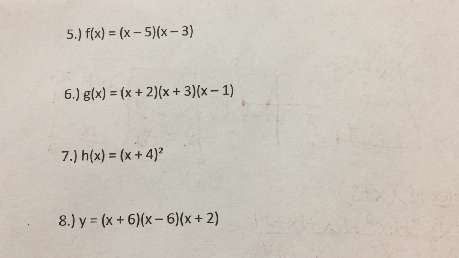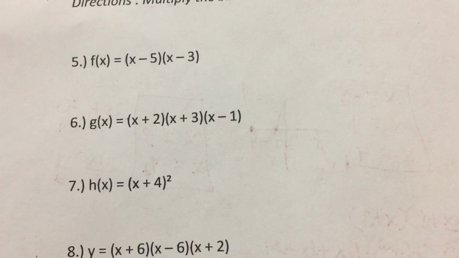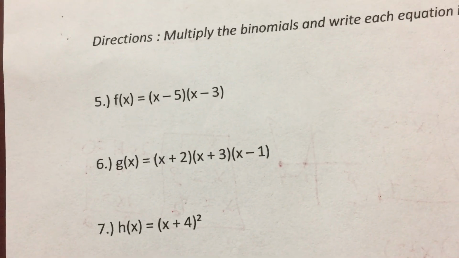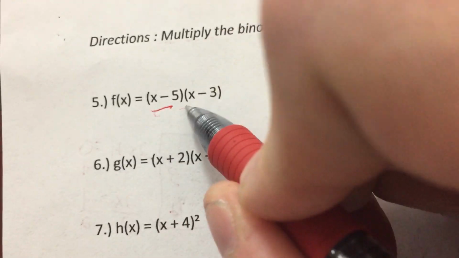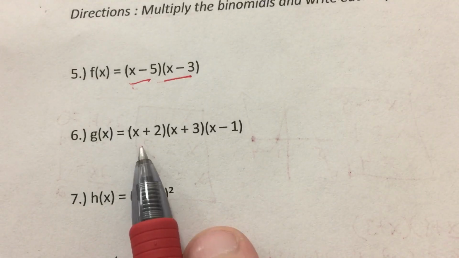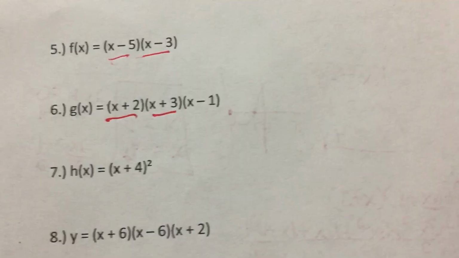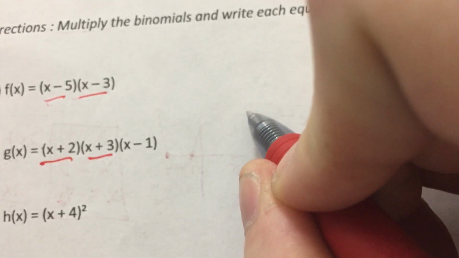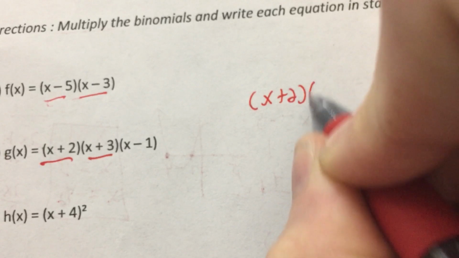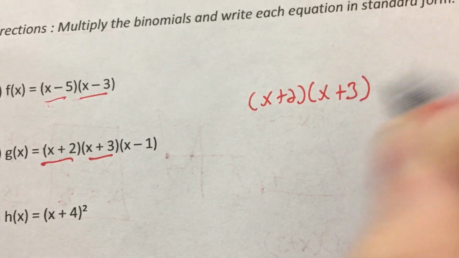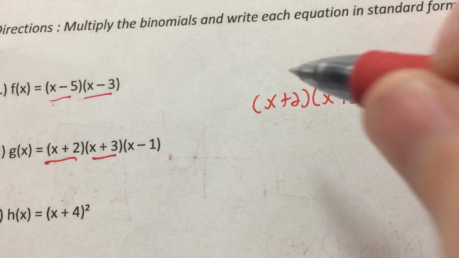Next section, 5 through 8, I'm going to want you to multiply some of these binomials, right? I'm going to let you guys do this first one on your own. And I'm going to do this next one for you since it's a little bit longer. If I'm going to start off with x plus 2 times x plus 3, I would end up like this, right? I think I said x minus 3. I meant x plus 3.